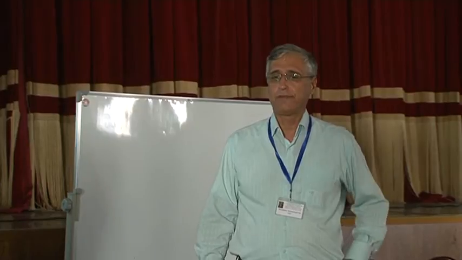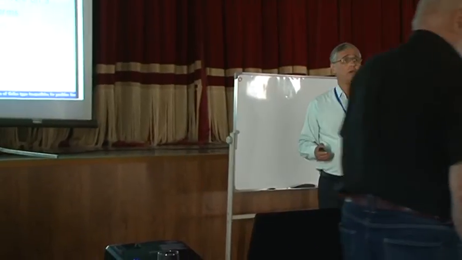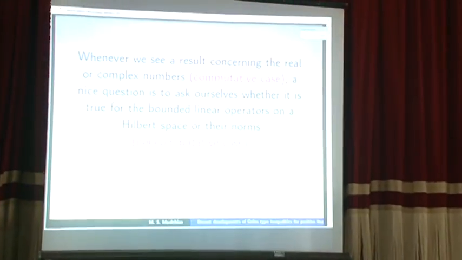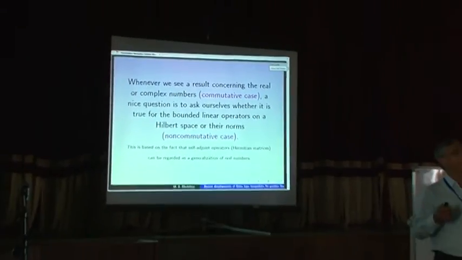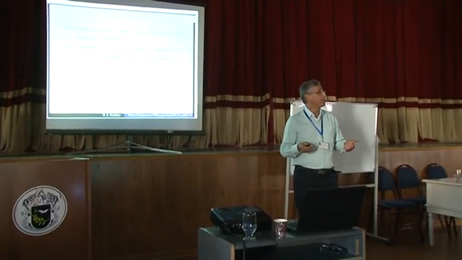Whenever we see a result concerning the real or complex numbers, a nice question is to ask ourselves whether it is true for, for example, bounded linear operators on a Hilbert space or their norms. The first version is called the commutative version, and the second is called the non-commutative case. This is based on the fact that self-adjoint operators can be regarded as a generalization of real numbers.